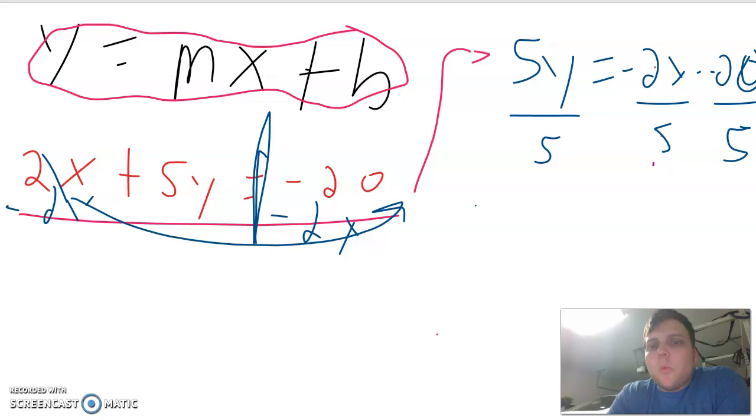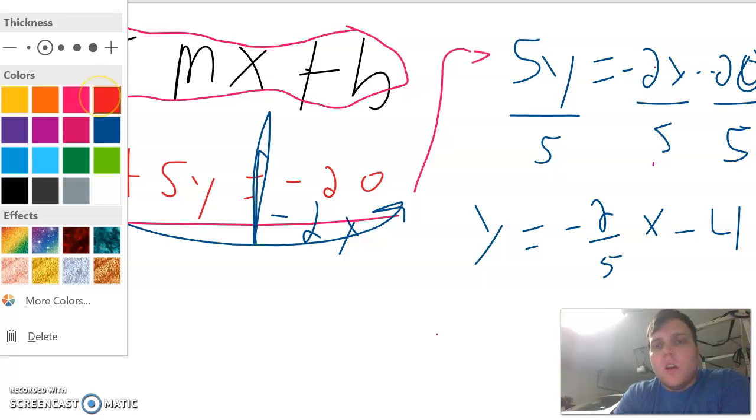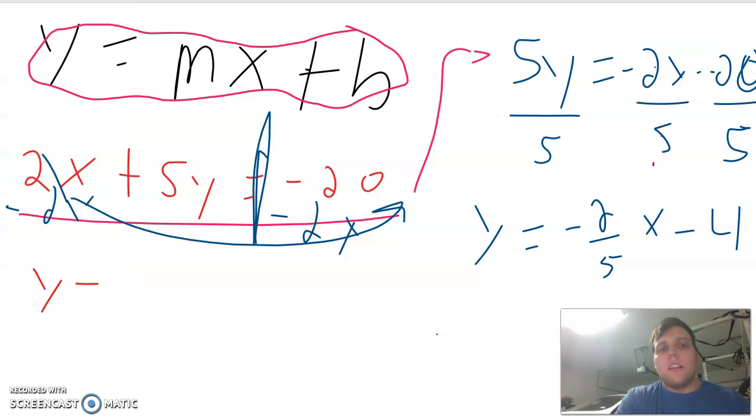All right, so you get y equals negative 2/5 x. Remember, this was a negative 20, so negative 20 divided by 5 is negative 4. That's the equation we want to create a parallel line to, using the point. First off, if it's parallel, what should our new slope be? Slopes in parallel lines are the same. I have it going in red down over here.